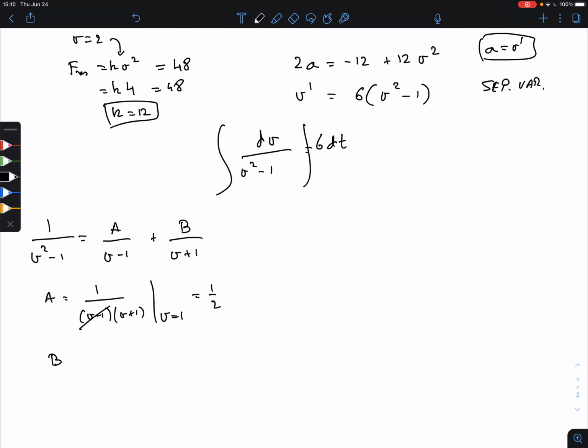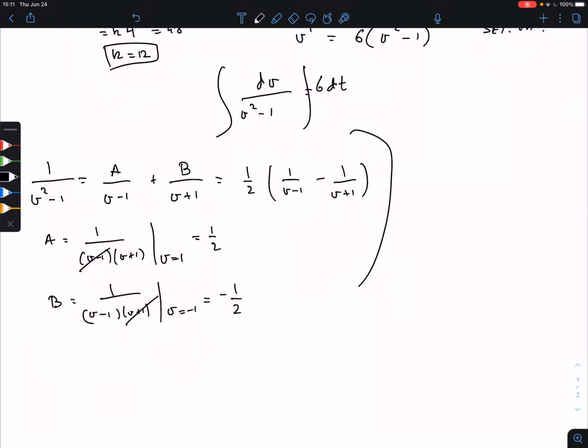And for B, and by the way, perhaps by now you have figured out that it's always going to be the negative of the previous one, right? It's a negative 1. So we get this one cancels and we get minus 1/2. So we get 1/2 times 1 over v minus 1 minus 1 over v plus 1. Okay. So that was an intermediate calculation.